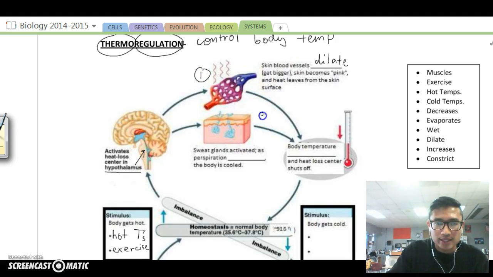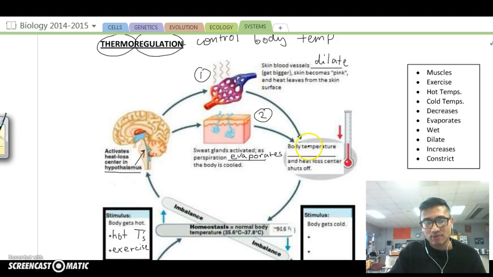Another response that our heat loss sensor in the hypothalamus promotes is to activate your sweat glands. Now, when you activate your sweat glands, you're releasing water onto the surface of your skin. Now, that water, when it's exposed to the sun, is eventually going to evaporate, okay? And when it does, it starts to cool off your body, okay? Which kind of gives away the next blank.